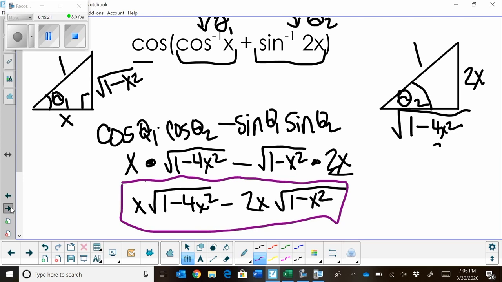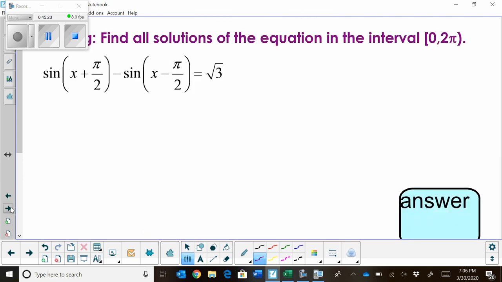Kind of crazy, isn't it? Okay, so we've done all kinds of stuff. We've done verifying, we've expanded those formulas. Now let's use expansion to solve. So we've got this equation. We're subtracting a sum and a difference to get root 3. So guess what we have to do? We have to expand both of these out, collect our like terms, and then evaluate.